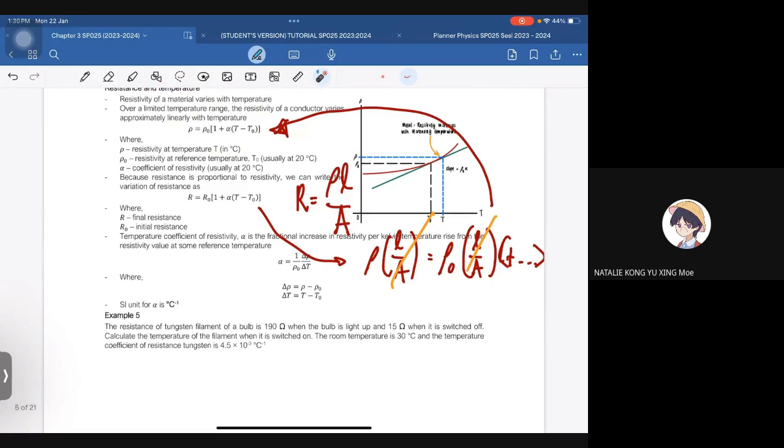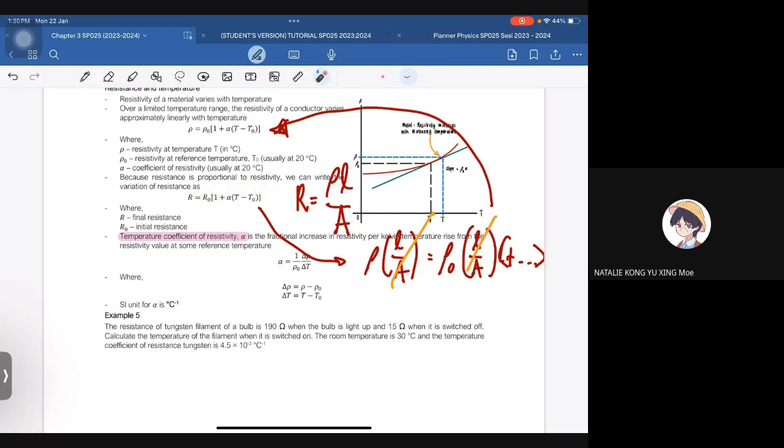Alpha here is the temperature coefficient of resistivity. Usually in UPS, they like to ask for the definition of temperature coefficient of resistivity, so you have to remember that. The unit for alpha is per degree Celsius. The question does not necessarily ask what is the value of resistance at a certain temperature. They can also give you R and everything, then ask what is the value of alpha.